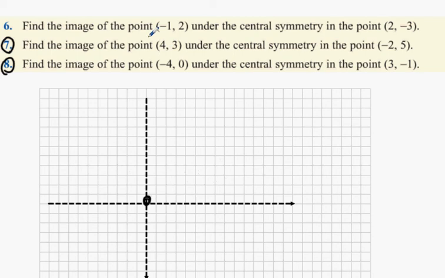In question 7, the image of 4, 3, which is going to be 4 across and 3 up, you have to find the image of this under central symmetry in the point minus 2, 5. So locate minus 2, 5, 2 across, and now I'm going to colour it in red. The red one is your focal point, and what you're doing is you're going across how many blocks? 1, 2, 3, 4, 6 across, and 2 up. So now go across another 6 and another 2, and then you find your image.